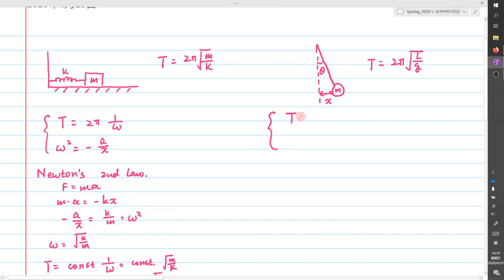So let's convert it. T is still 2 pi times 1 over omega. This stays the same. Omega squared, instead of negative a, we're having negative alpha, because this is the acceleration. Well, linear acceleration. This is the angular acceleration. This is the linear distance, and the angular distance is simply the angle, theta, represented here. So still Newton's second law.